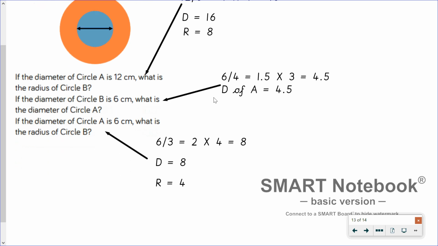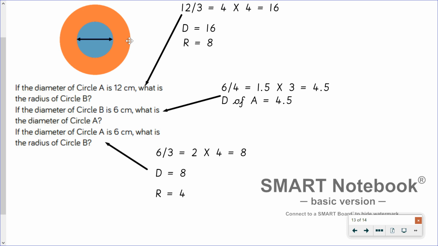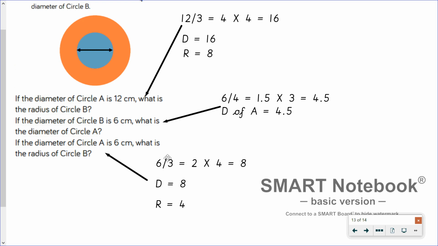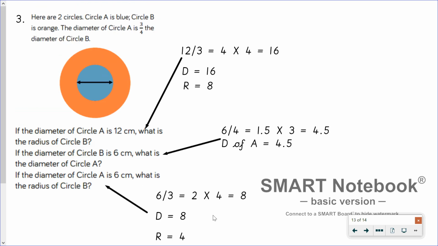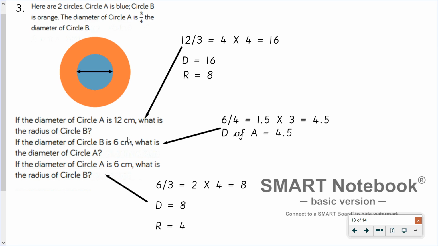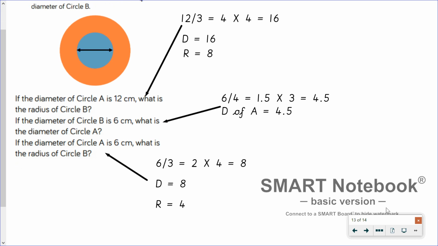The last one, the diameter of circle A, the small circle, is 6 centimeters. What's the radius of circle B? We do exactly the same as we did in the top question. We divide it by the numerator, so 6 divided by 3 is 2. We times that by 4 to get 4 lots of 4, which is 1 whole. So 2 times 4 is 8. So the diameter is 8, and we wanted the radius, so we chop it in half for 4. Took me ages because I tried to do some clever maths and think of the wrong rules, but actually we just divide by that numerator. That's what tried to throw me. But well done if you got any of those.